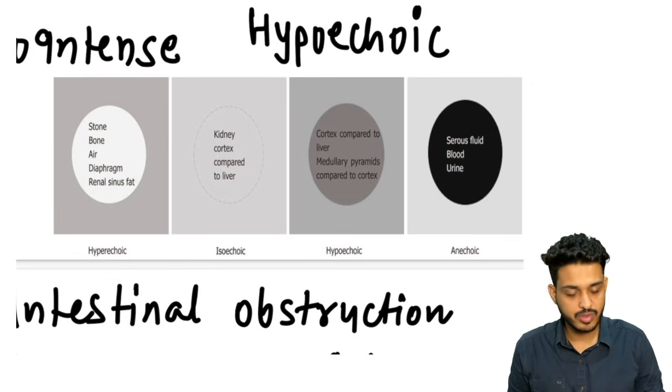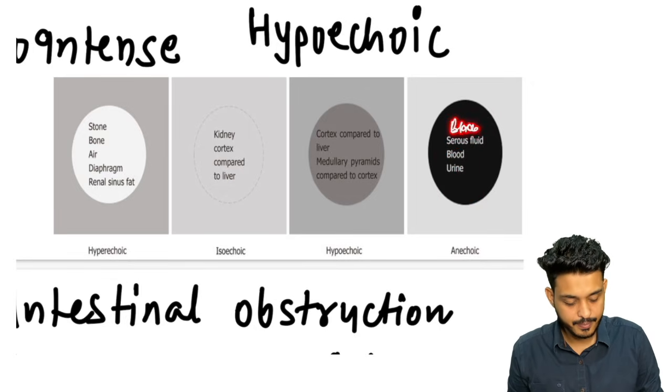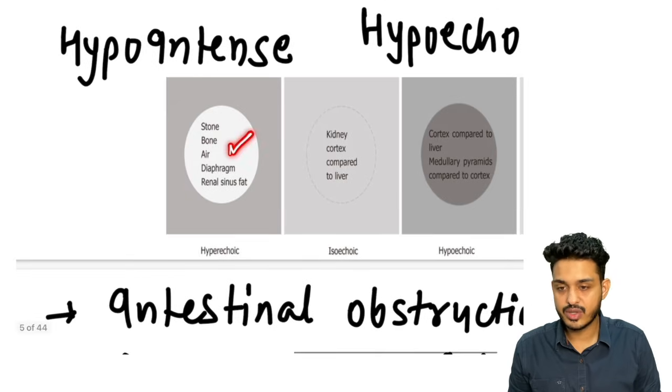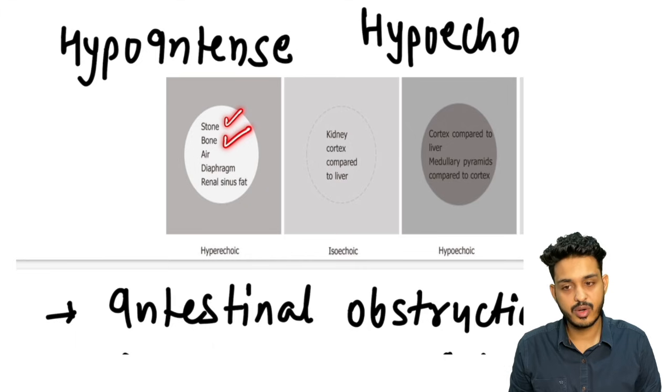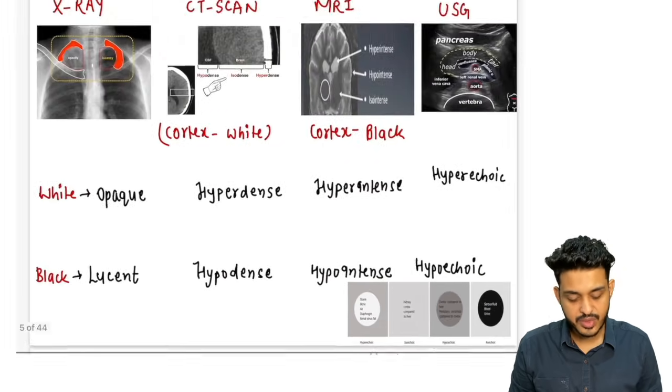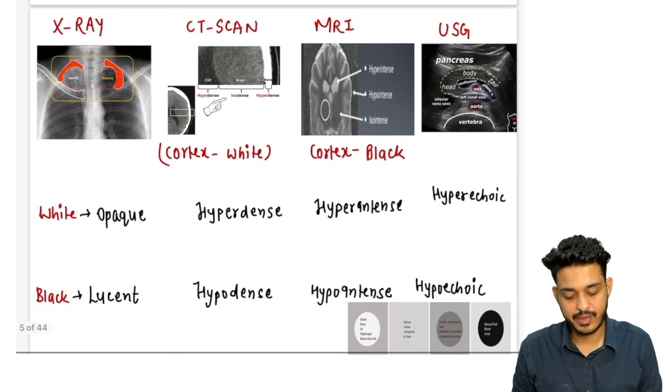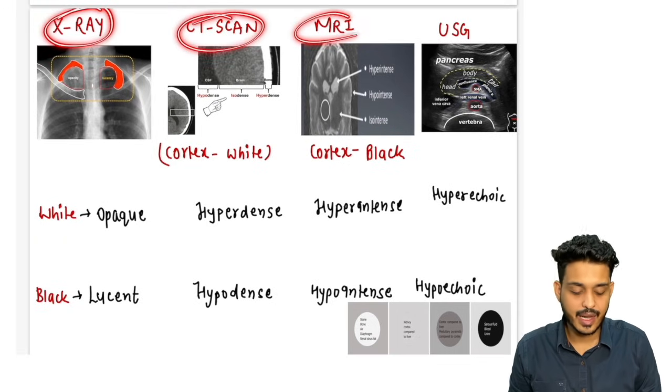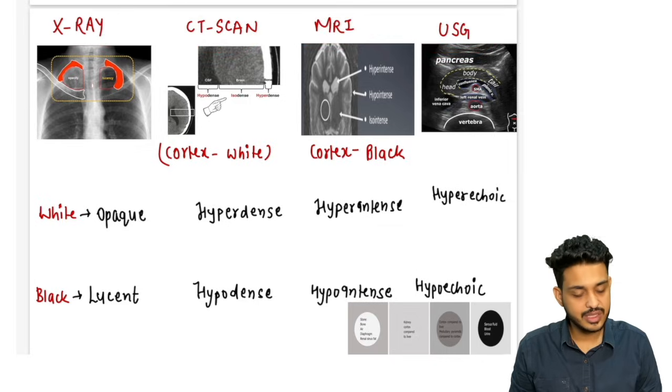So fluid is going to be black in color. Black color means you are talking about the fluid. White color means you are talking about the stones, the bones, the air or fat cells, right? So this is going to be the basic funda we are having. X-ray, CT scan, MRI, USG. You need to identify.